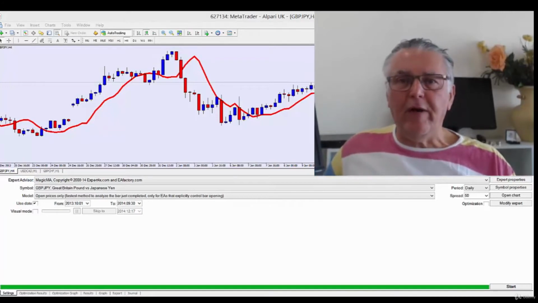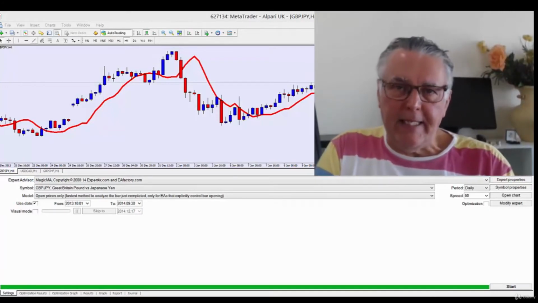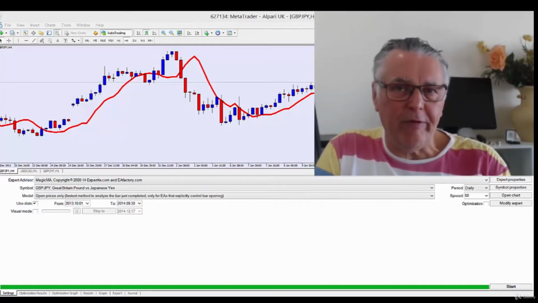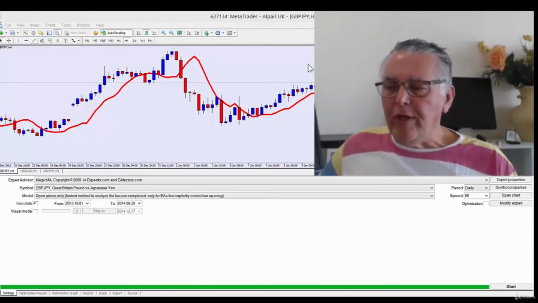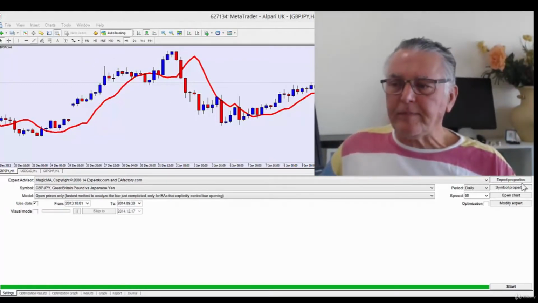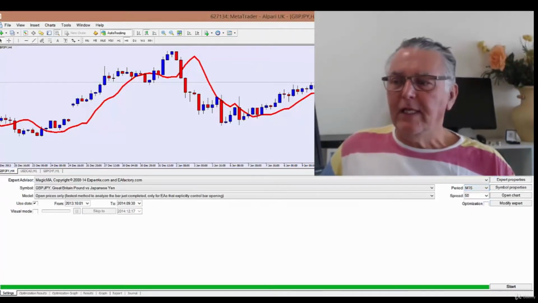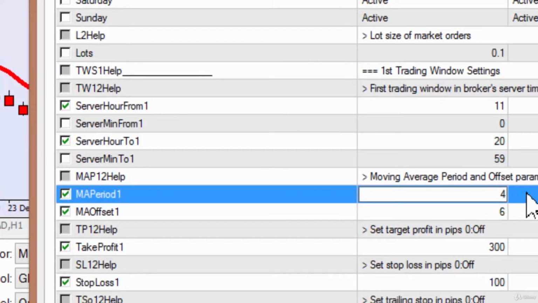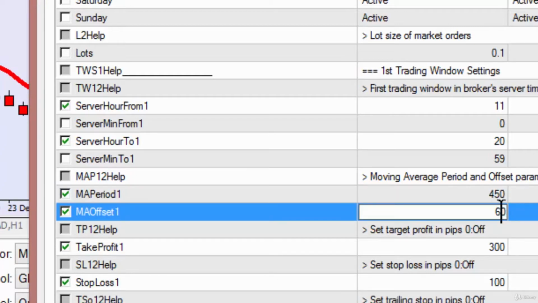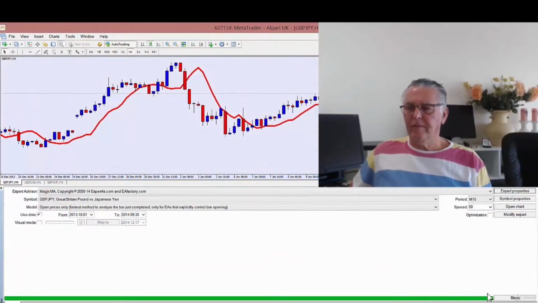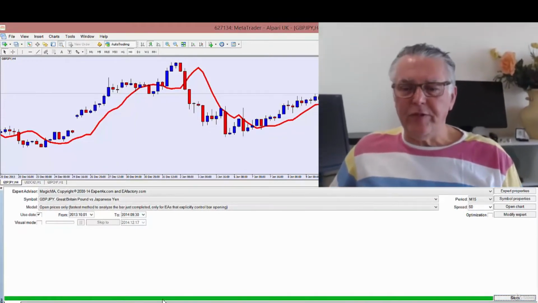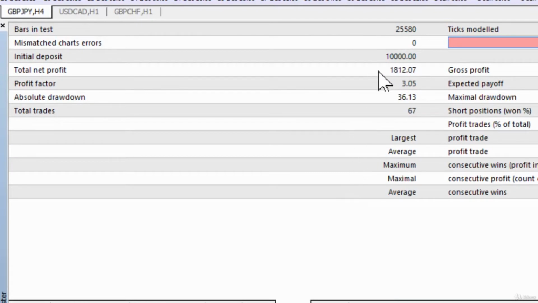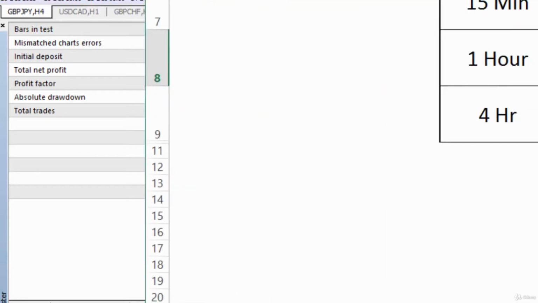So here we go. I've loaded the settings from the previous optimization, which gave us a $1,800 return over a year. And I'm just going to run that one again just to make sure that those results are in fact correct. So let's do that. I just need to make sure that the settings are correct. And it literally takes a second to run that kind of test. And if we look at the results, yes, we have $1,812 generated by that particular test. And I'm going to enter it into a table so that we can follow the progress as we're testing.